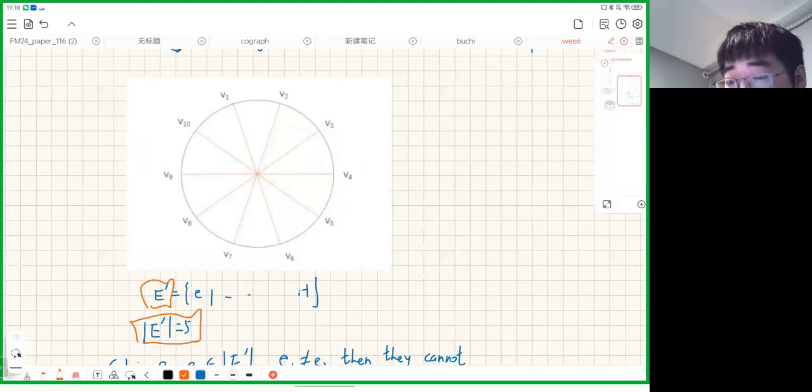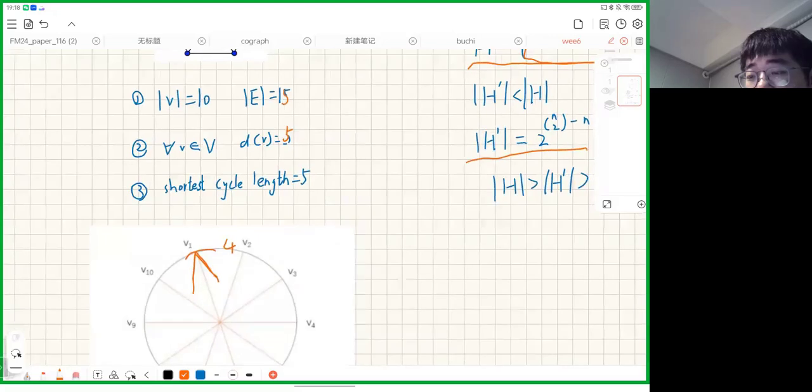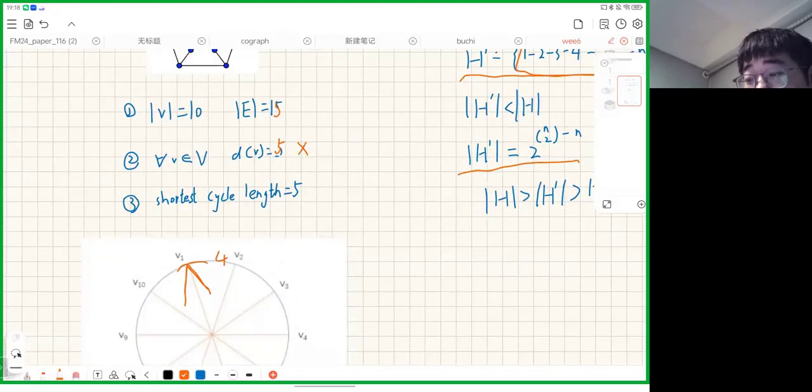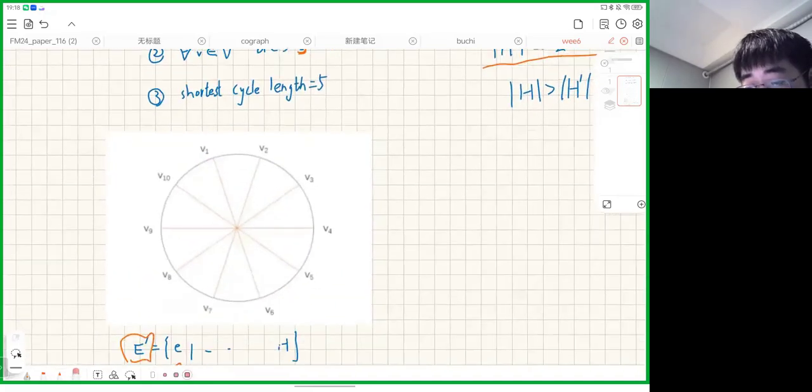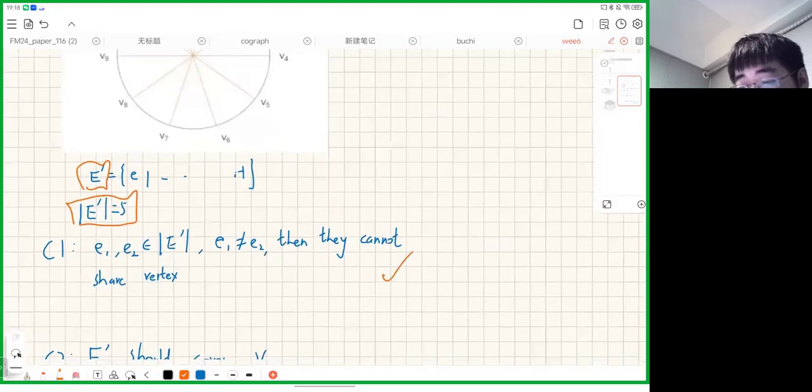Why? Suppose if it shares, so suppose there is an edge using V1 and another edge using V1. Then the degree of V1 should be at least 4, because in the circle it has 2 and then 2 edges use V1, which contradicts this feature. Sorry, this is 3, not 5. So we know that this claim is correct.